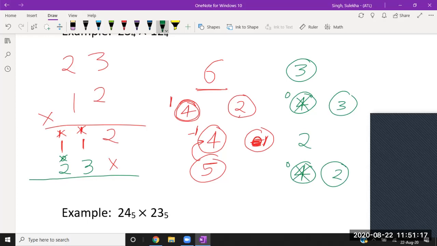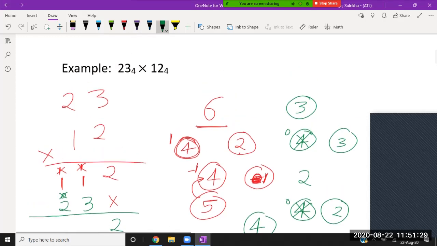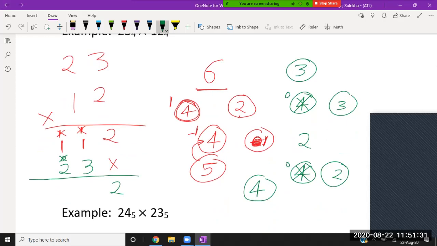Then what I need to do is sum up. So 2 plus nothing is 2, 3 plus 1 is 4. Again, since my base is 4, can I make a pair of 4 from this 4? Yes, I can make one pair of 4 from this 4, and if I do, I get 0 as my remainder. So this is 0 and 1 is my carry for the next step.